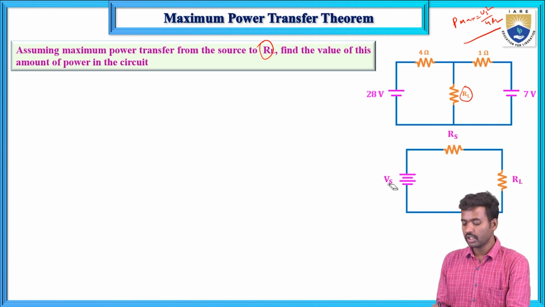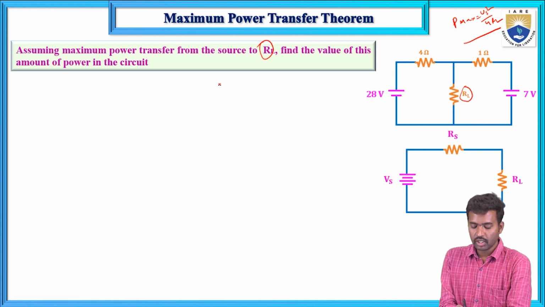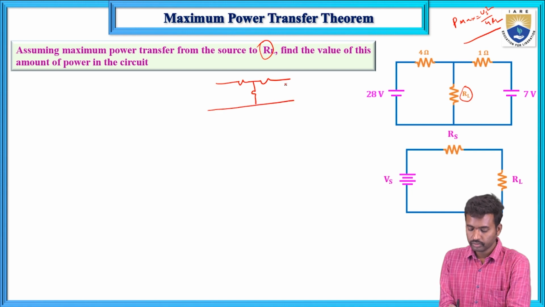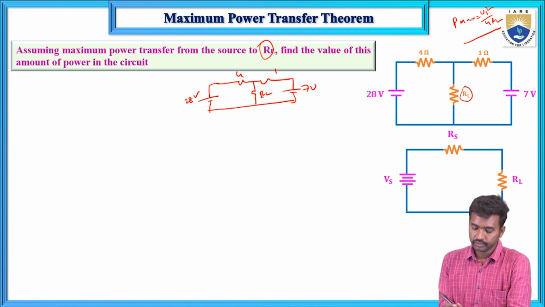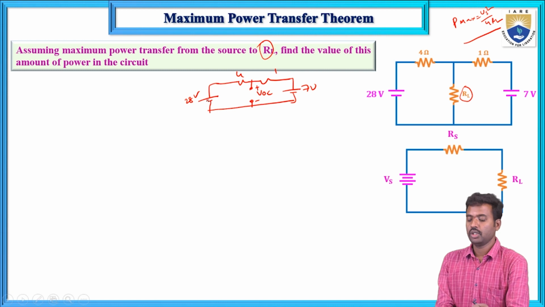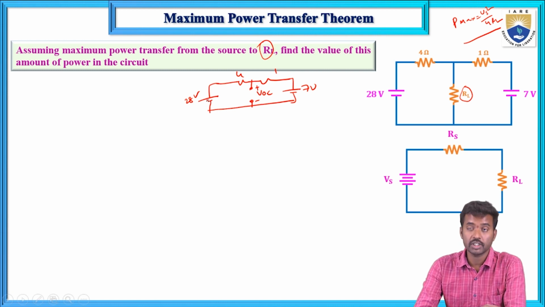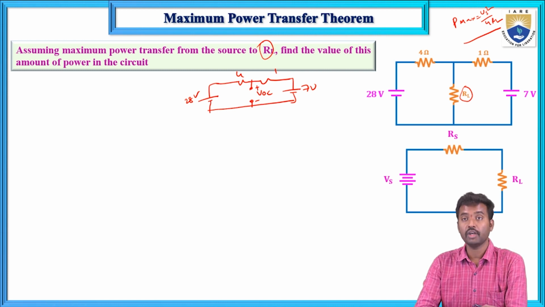First, how will we calculate the Vs? Here this is the circuit: 28 volts and 7 volts, 4, 1, and RL. Remove the load resistance from the given circuit. Calculate this open circuit voltage, plus and minus VOC. How will you calculate it? From mesh analysis. Any circuit analysis method you can use to calculate the open circuit voltage.